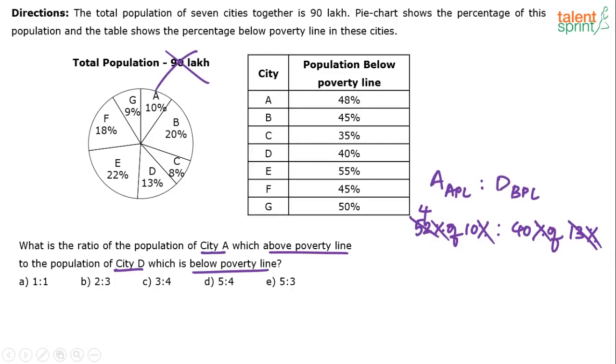13 goes 4 times in 52, right? 40 plus 12. 4 into 10 is 40. 40 is to 40, 1 is to 1 is the answer. Option A is the answer. Yes or no? 40 versus 40. 40 is to 40 is 1 is to 1.